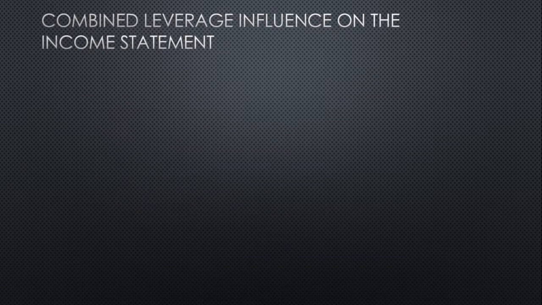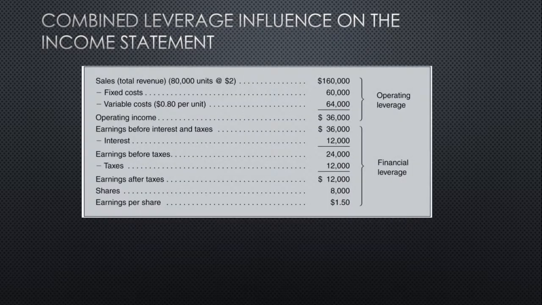Combined leverage influence on the income statement. Sales, total revenue $160,000, showing your operating leverage. Operating income is $36,000. Earnings before taxes is $24,000, taxes $12,000. Your financial leverage is in the earning of taxes. Shares, and your earnings per share at the end at $1.50. So your separation from EBIT all the way to earnings per share is your financial leverage. Your operating leverage is all in your sales, fixed costs, and variable costs.